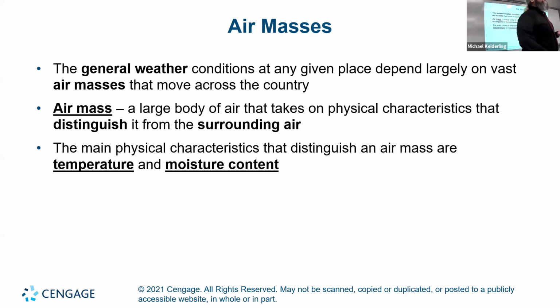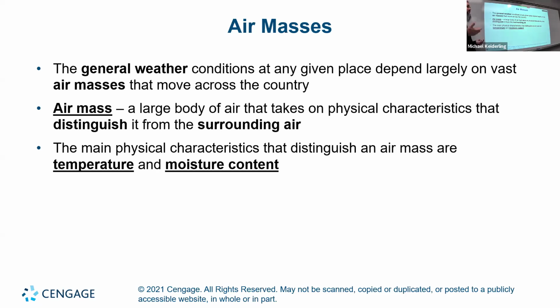So what generally happens is you have a bunch of air sitting over some location, and it's going to pick up the properties of that location. So if it's over the ocean, it'll get wet. If it's over the land, it'll be dry. If it's in a cold place, it'll be cold. If it's in a warm place, it'll be warm. And then those air masses get moved by various winds.